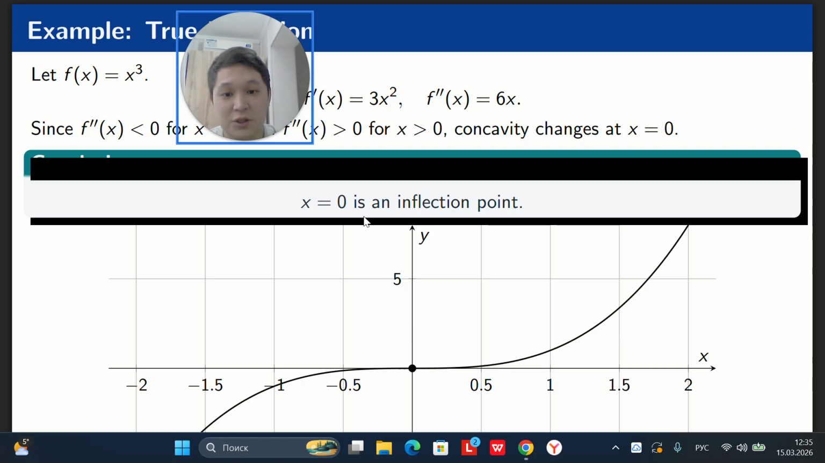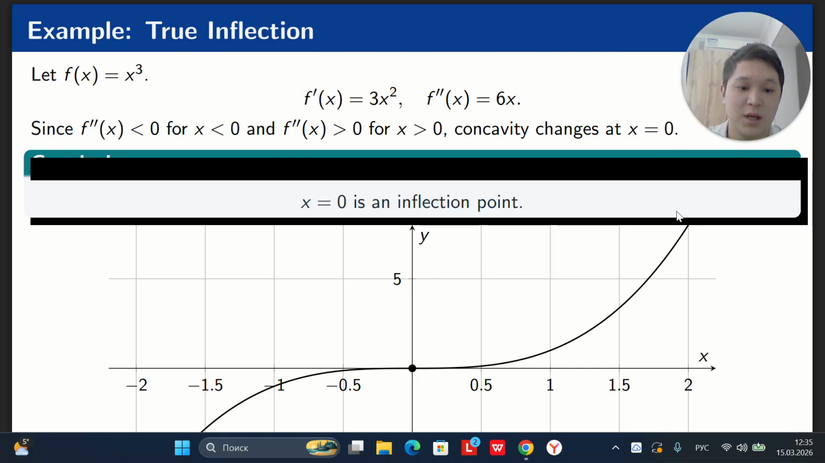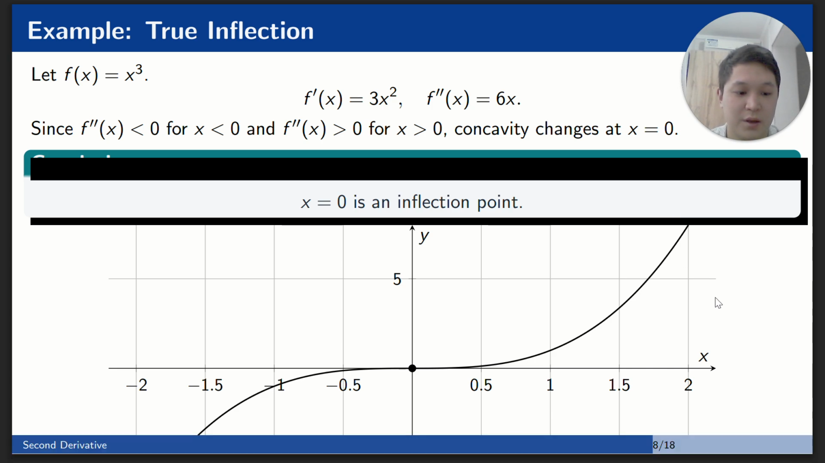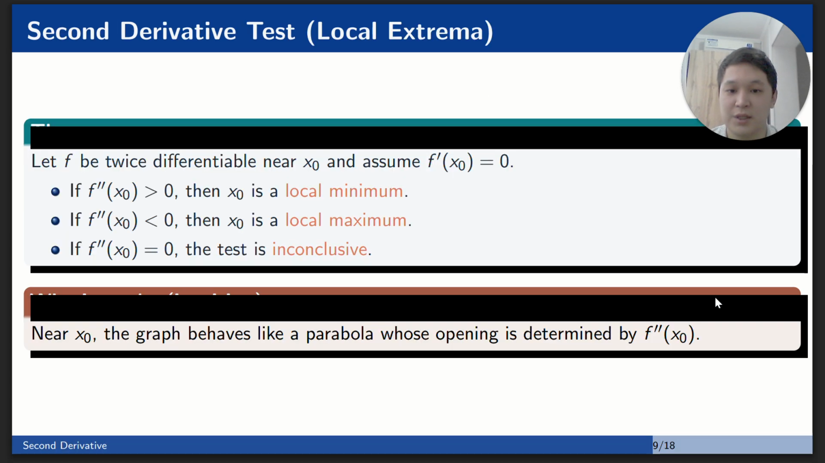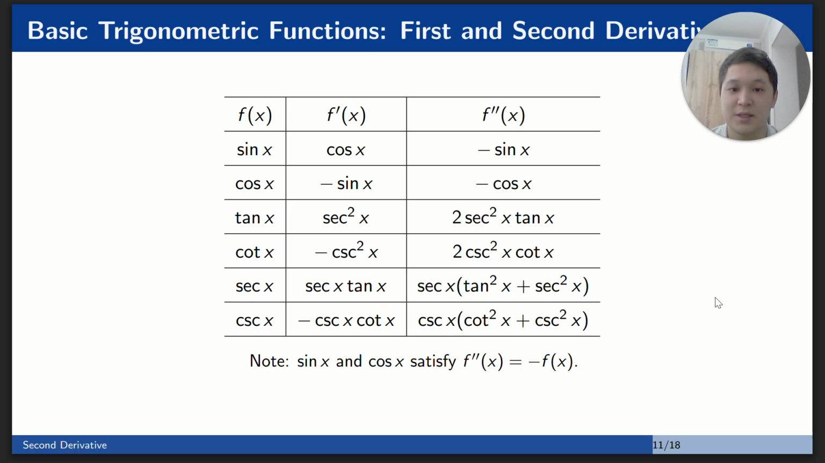So it's an inflection point at x = 0. We can see how the graph is changing here. Here we go, it's not changing. It's also an explanation about some local extremes.